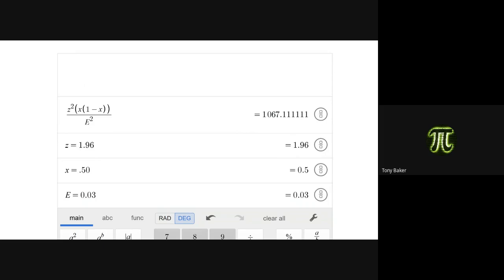Yes. So this is the rounding up to get 1,068. Yeah, that you're talking about. Yep. So 1,068 people. That's it.